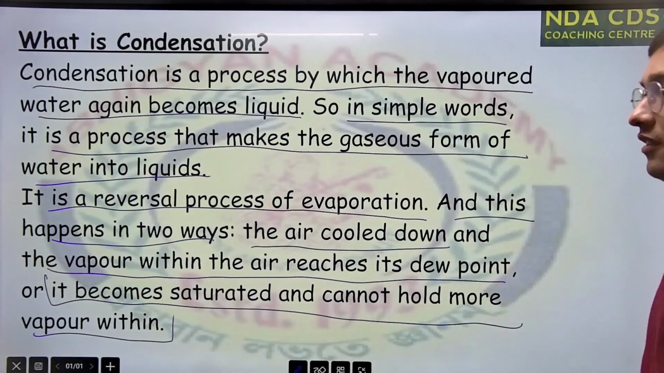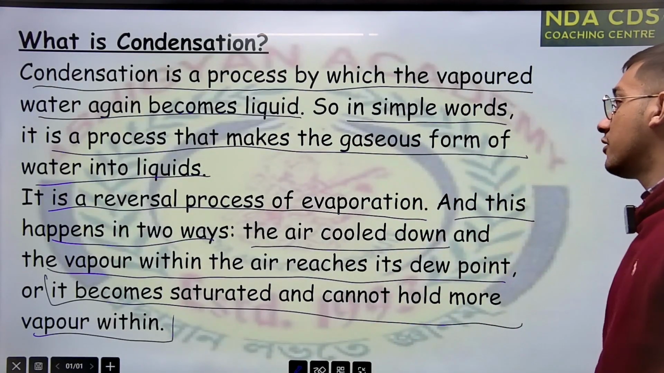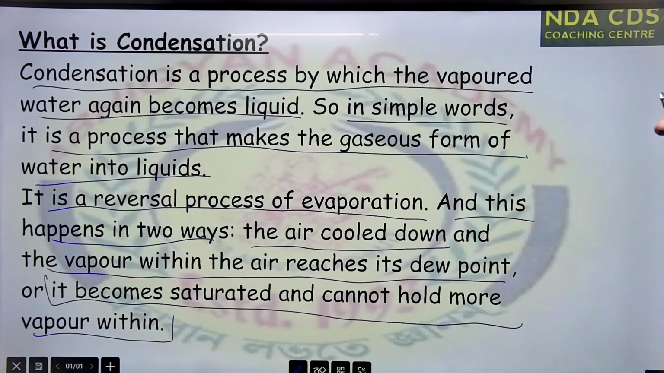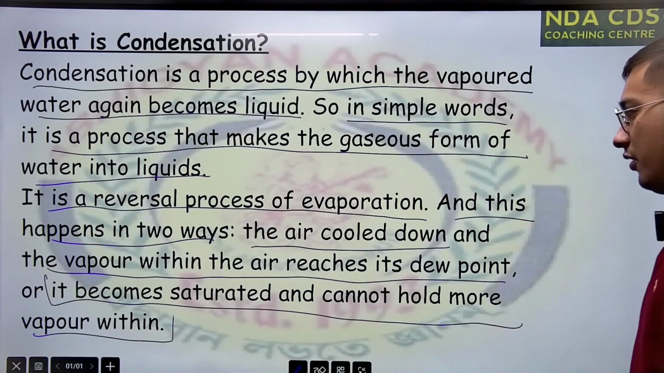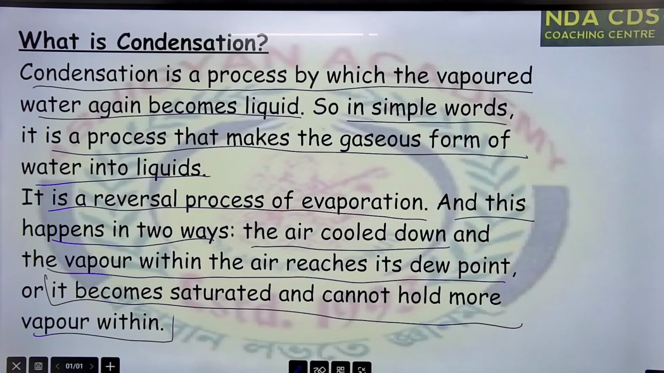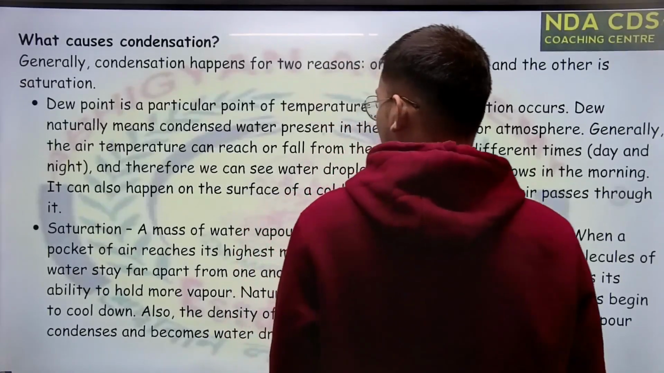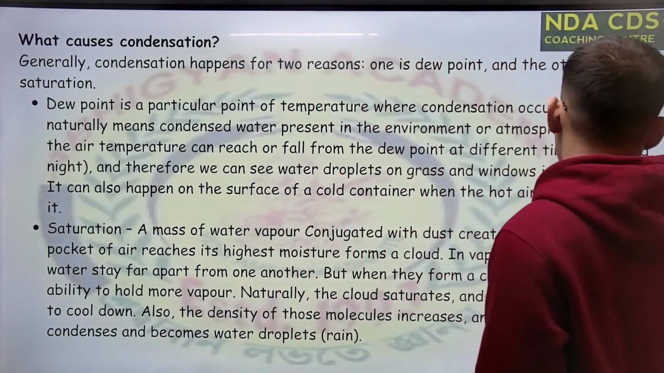Right? So what is condensation? Condensation is a process by which vaporized water becomes liquid. It happens in two ways. Either the vapor within the air reaches its dew point, or it becomes saturated and cannot hold more vapor within, right? Now we come to what causes condensation.